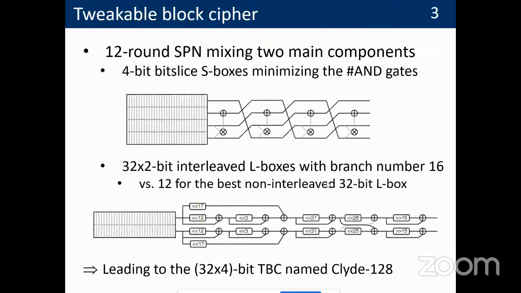So for the tweakable block cipher, we need it to be efficiently masked. So we went for a 12-round SPN, mixing 2 components, a 4-bit S-box with 4 AND gates, which is quite classical, so very easy to mask, and a 32-bit linear layer based on L boxes. And essentially the idea here is that we are going to have this operation working only with 32-bit operations that are available on ARM Cortex devices or things like that. So it's going to be efficiently implemented both in software and hardware, and it has branch number 16. So combining that, we get a 128-bit block cipher that we call Clyde.